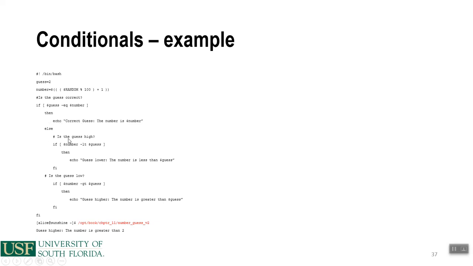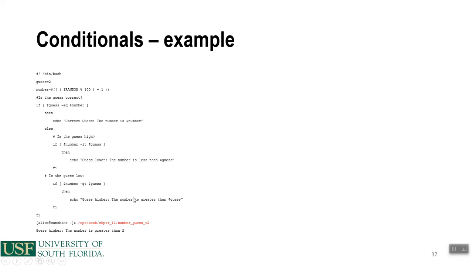Otherwise, if it doesn't, is the guess high? If the number is less than that particular guess, then the guess is higher. Then print out the guess is higher. The number is less than the guess. Is the guess low? If the number is greater than the guess, then echo guess lower. The number is greater than the guess. So print out that particular feedback.